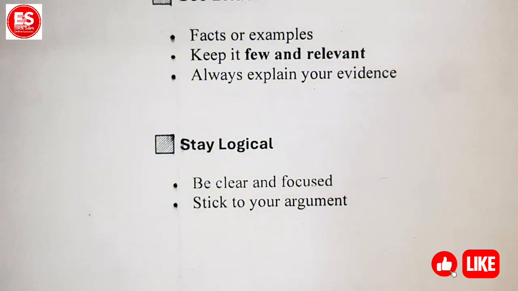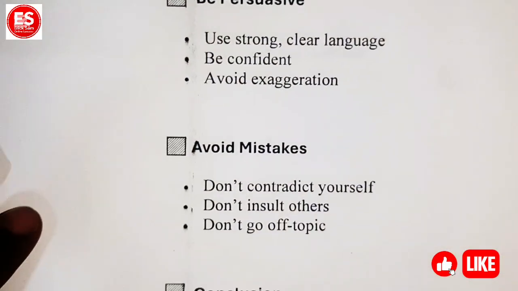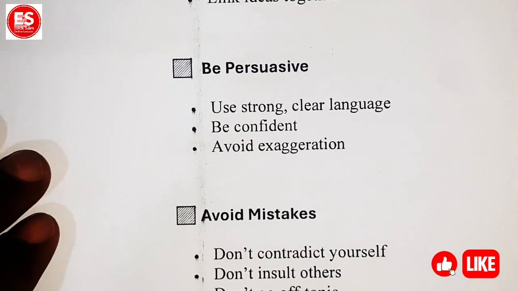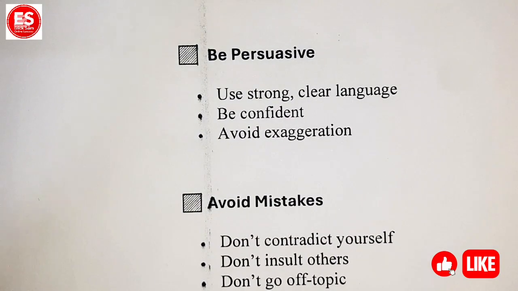Step number 6, be persuasive. Be confident in your writing and use strong and clear words, but avoid exaggerating or false claims. You want to sound convincing, but not emotional or aggressive. You try to balance things, right?